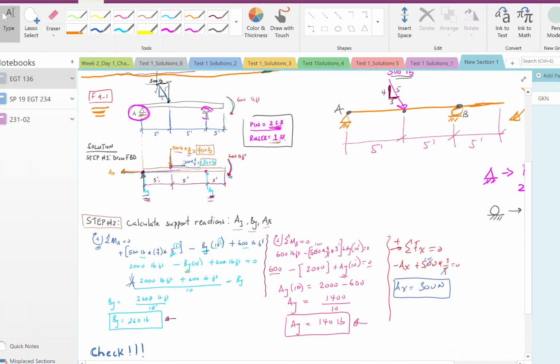Okay, so when we do that, in order to execute this step, you have to use your equilibrium equations. The sum of the moments about any point equals 0. The sum of the forces in the x direction equals 0. And then the sum of the forces in the y direction equals 0. Again, these are what you know as your equilibrium equations.